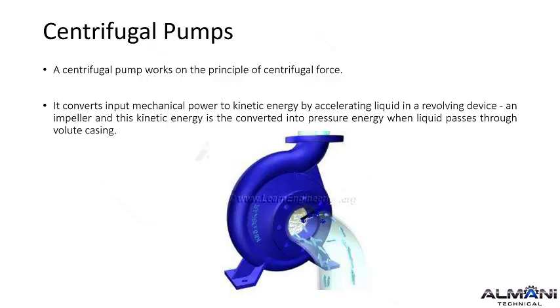A centrifugal pump works on a simple but clever principle: centrifugal force. Think of spinning a bucket of water. The force pushes the water outward. Inside the pump, a spinning impeller does exactly this, accelerating the liquid and converting mechanical power into kinetic energy. Then, as this fast-moving liquid passes through the volute casing, it slows down, and that kinetic energy is transformed into the pressure that pushes the fluid through your pipes.